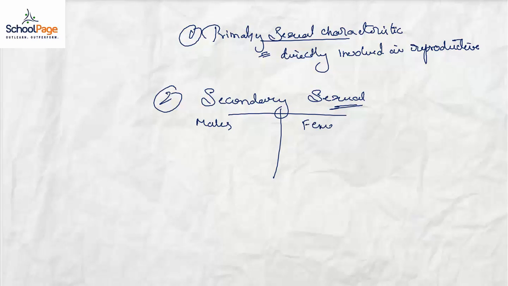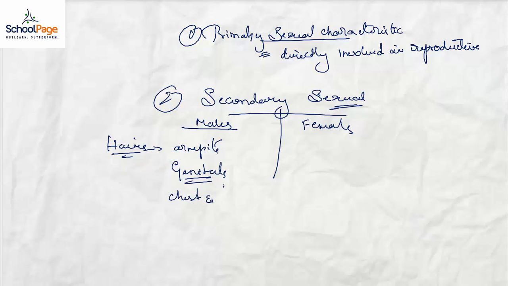In case of males, we see the growth of hairs in different regions of the body, like for example under armpits and genitals. The genitals here means the organs which are directly involved in reproduction, and also in other parts of the body like chest and face in the form of beard and mustache. Body becomes more muscular due to the development of muscles, and there is an enlargement of penis and testis.